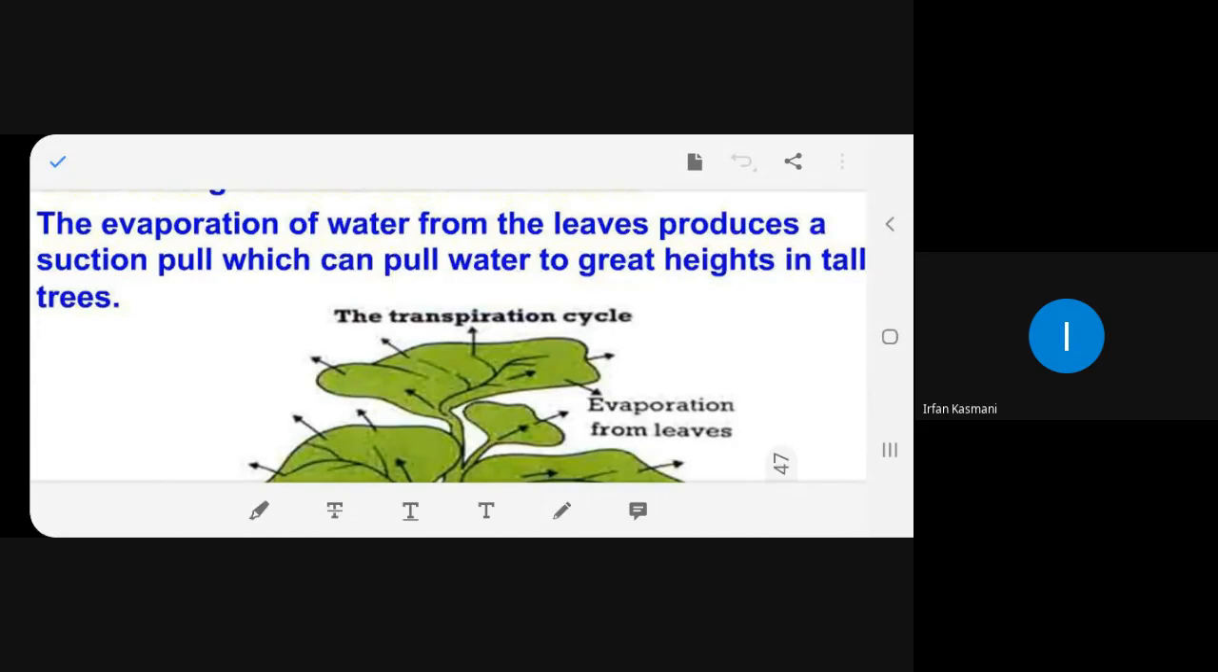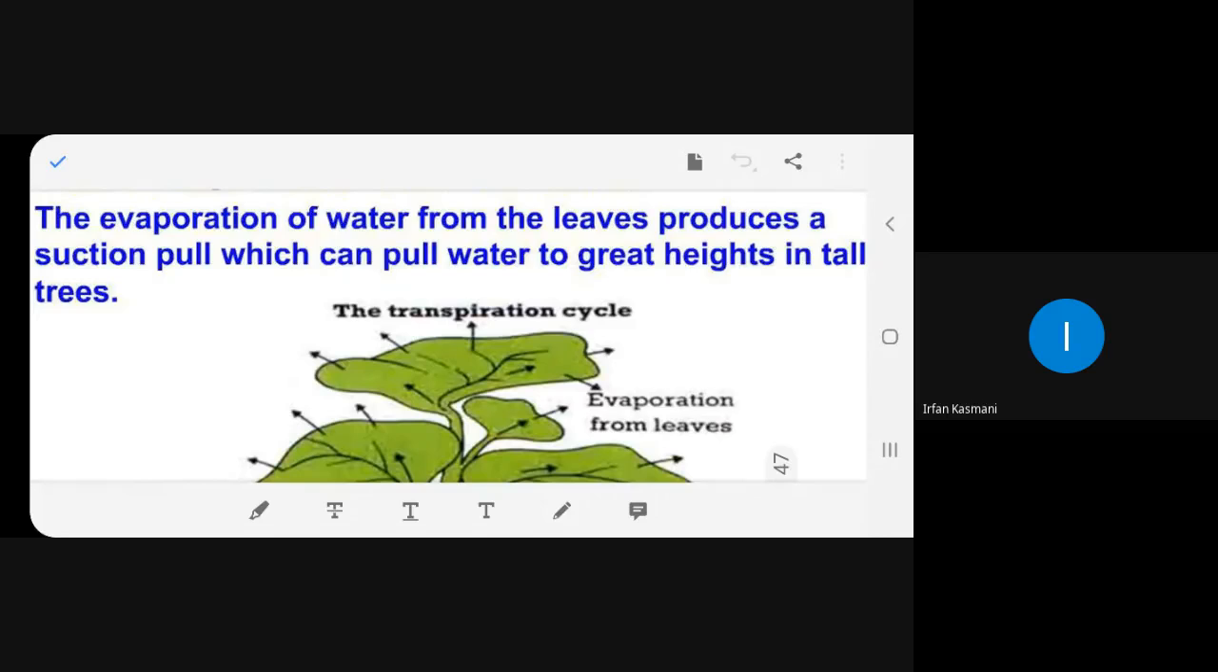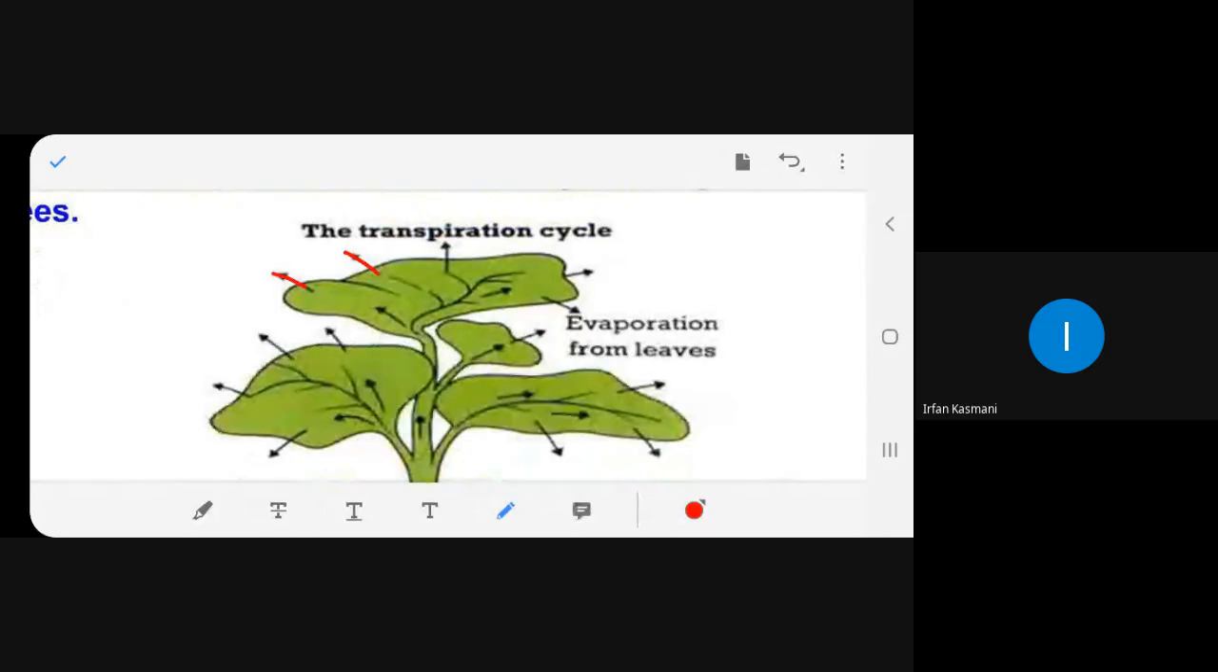Now, this is the transpiration cycle which is happening. You can see over here the water is lost. Yes or no? Water is leaving the leaf. You understood or not? See how many arrows we have. So what is happening? Water is leaving the leaf through stomata. So what is happening? Evaporation. Yes? And then see over here.